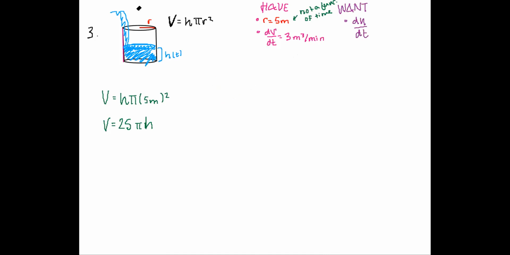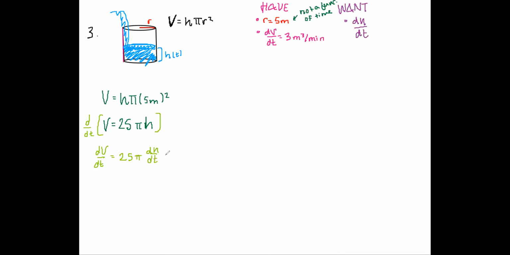All right. So now I have an equation that is easier to work with. And I am going to implicitly differentiate with respect to time, because that's what we do in this section. I'm going to end up with dV/dt is equal to, what is this going to be equal to? We'll leave the 25 pi alone, and we'll just have that times dh/dt. Exactly.